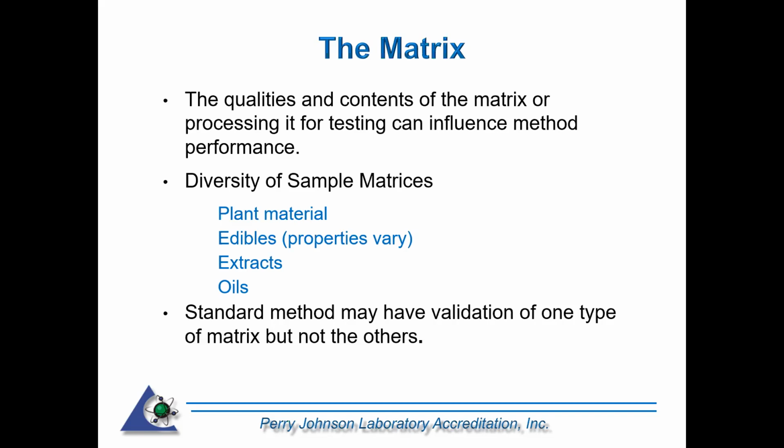And from talking to multiple laboratories working with these materials, gummies have their own set of issues at times. They're hard to work with because of the different qualities of the matrix. And so the matrix always has to be taken into consideration when you're looking at methods. If you are going to have to modify a method, make sure that you address anything about the matrix that could change the performance of the method, and whether those performance changes are going to impact the intended use.